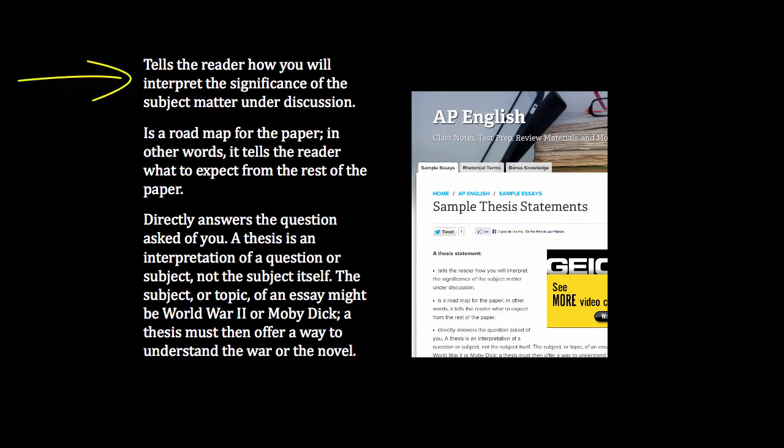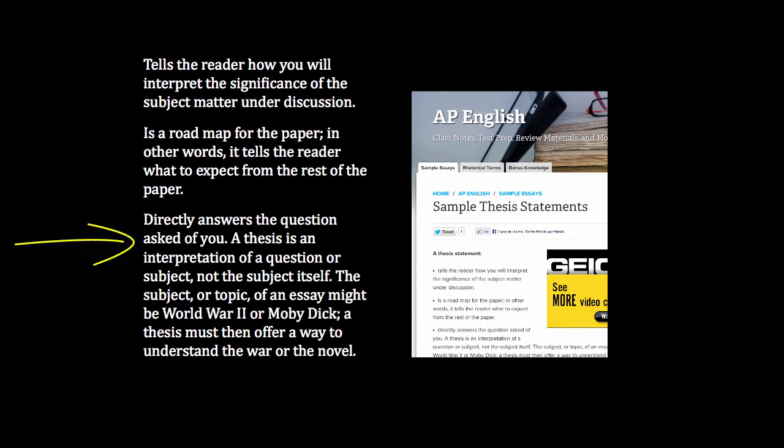According to them, a thesis tells the reader how you will interpret the significance of the subject matter under discussion. Note that it's not asking you to tell about the subject matter, but interpret the significance, which is a really key difference. A thesis is a roadmap for the paper. It should tell the reader what to expect. Nobody likes to jump into a paper and not know where it's going.